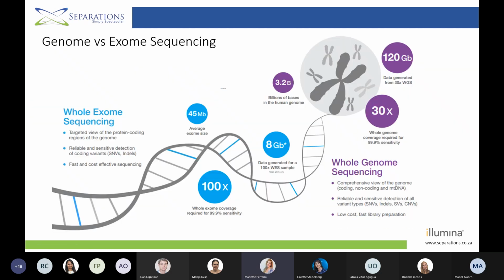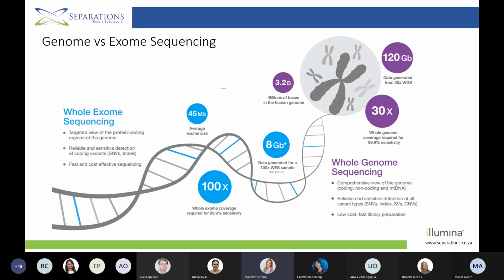So looking at whole genome sequencing, Peter discussed exome sequencing on the NextSeq 2000 last week, and you might wonder, why would I want to do genome sequencing rather than exome sequencing? So both have their places. As you might know, whole exome sequencing targets the protein coding regions of your genome. So it is a reliable and sensitive way to detect coding variants, and it's a really fast and cost-effective way of sequencing.